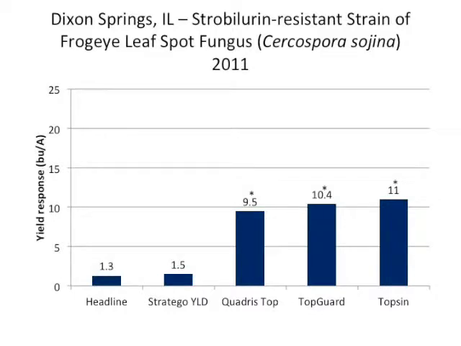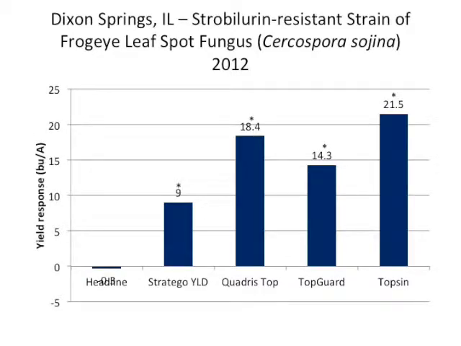Some of our work down at Dixon Springs in southeastern Illinois, where we have a fungicide-resistant isolate present, we've been doing for the past 3 years, looking at yield responses from these different products. Headline, which is a straight strobilurin product, there on the left, we only saw a 1.3 bushel an acre yield response. But from some of the products from different chemistry classes, as well as mixtures in which we have a large triazole component, such as Quadris Top, Top Guard, or Topsin, that's where we were seeing our largest yield response in these situations. 2012 data looks similar, and so does 2013.